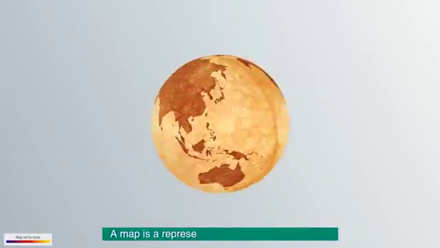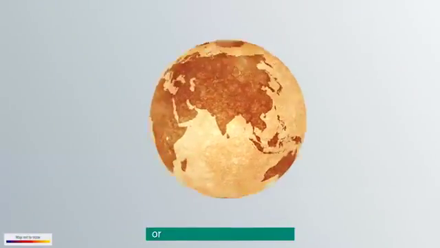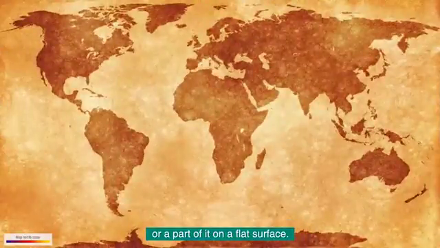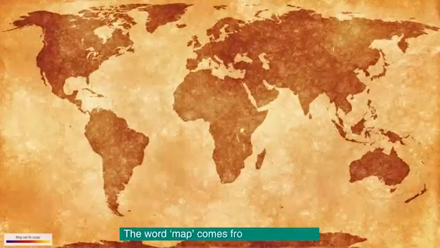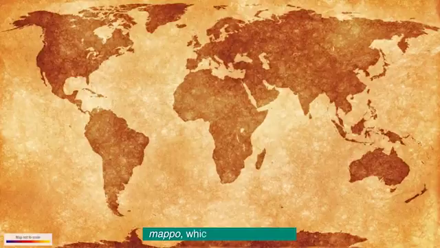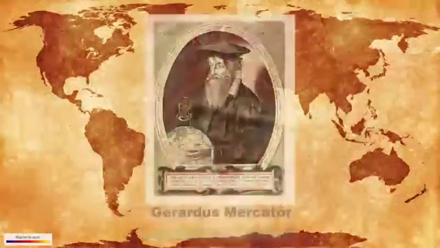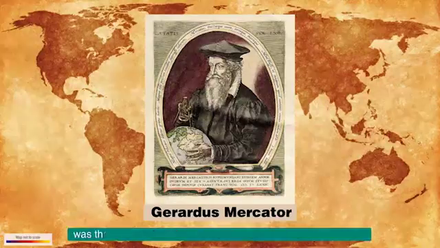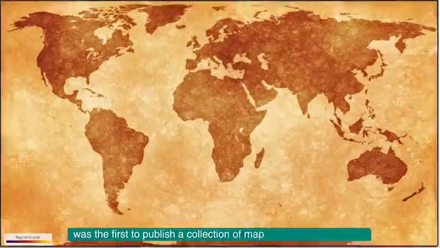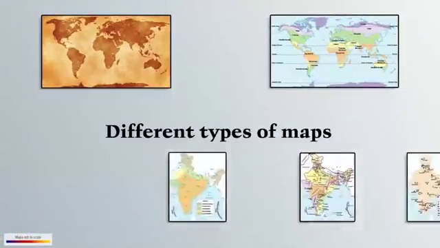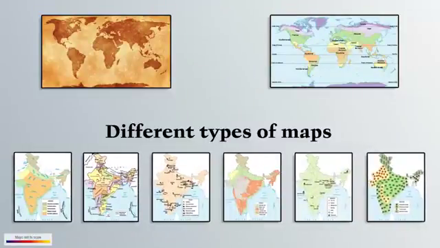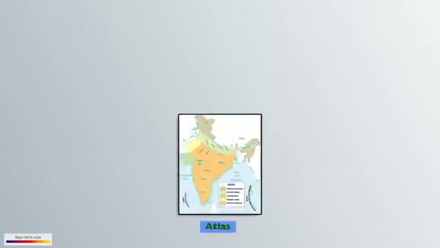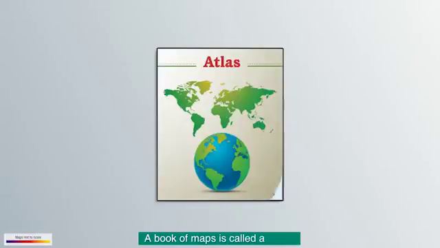A map is a representation of the Earth's surface or a part of it on a flat surface. The word map comes from the Latin word mappo, which means a napkin. Gerardus Mercator, a Flemish map maker, was the first to publish a collection of maps in the form of a book. A book of maps is called an atlas.